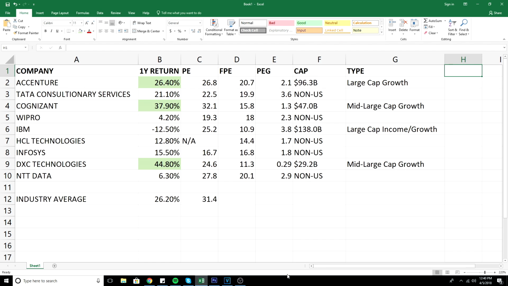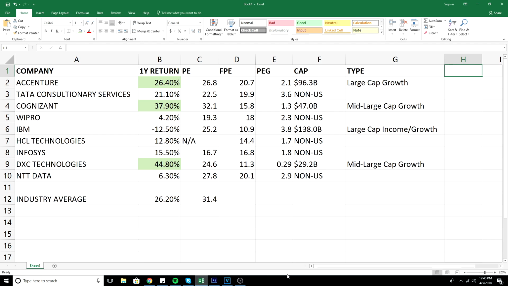Now, Cognizant had a 37.9% return. They have a much higher PE ratio now, but their forward PE ratio is 15.8 with a PEG of 1.3. So what that tells me is that this company is going to be experiencing a lot more growth going forward, or they at least have a lot more anticipated growth, because a lot of that growth is priced in today with a higher PE than the industry average at 32.1, but a forward PE of 15.8 and a PEG of 1.3 is very reasonable. Now, this company had a market cap of $47 billion, making them a mid to large cap growth investment.